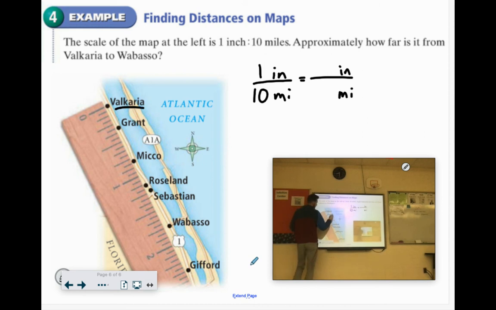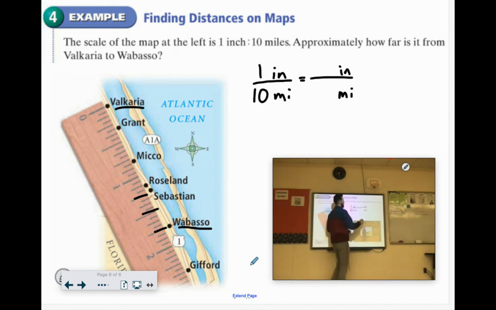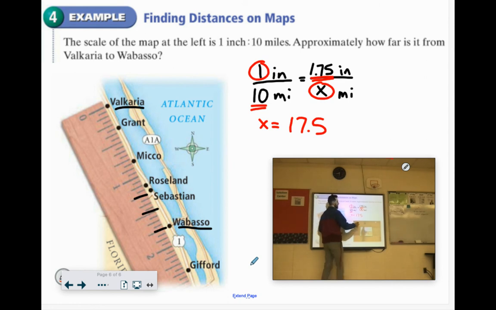So here's Valcaria. Here's old Wabasso. So that looks like it's 1, and let's see, here's a full inch, there's a half inch, so quarter inches. So 1 3/4 of an inch, which in decimal form would be 1.75 inches. We don't know how many miles it is, so let's call it x. Now, when we cross multiply, we don't need the units here. We're just doing 1 times x is 1x equals 10 times 1.75 would just be 17.5. And that's it. There's nothing else to solve there. X equals 17.5, and that was miles.